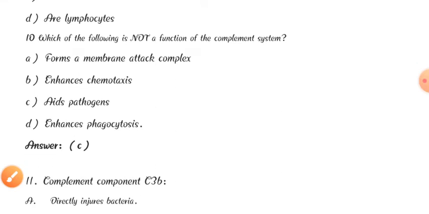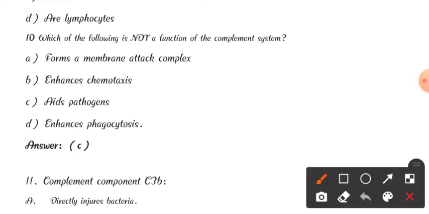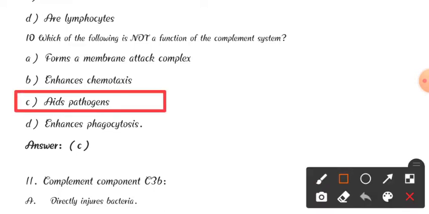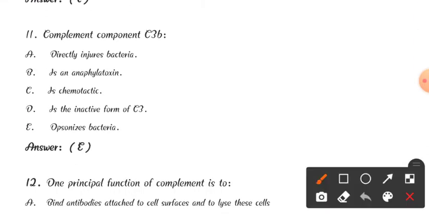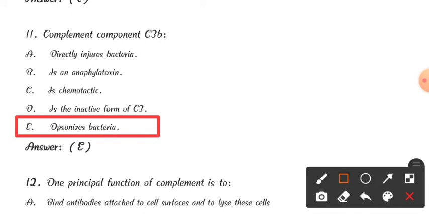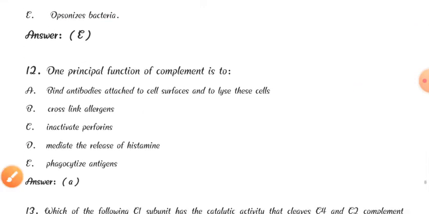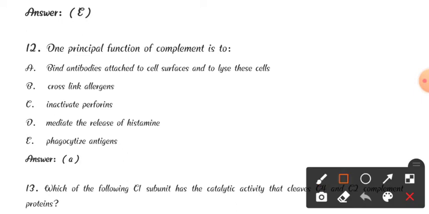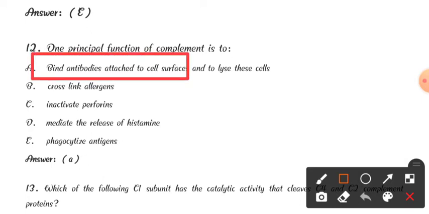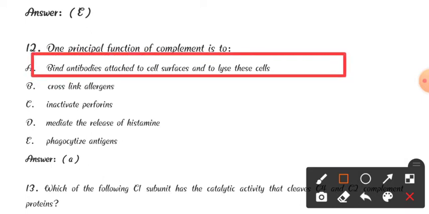Now question number 10, which of the following is not a function of the complement system? So option C, that is the AIDS pathogen, is not a function of the complement system. Now question number 11 friends, complement component C3b is option E, that is opsonized bacteria, the correct answer. Now next question, question number 12, one principal function of complement is due to, option A, that is to bind antibodies attached to cell surfaces and to lyse these cells, is the correct answer.